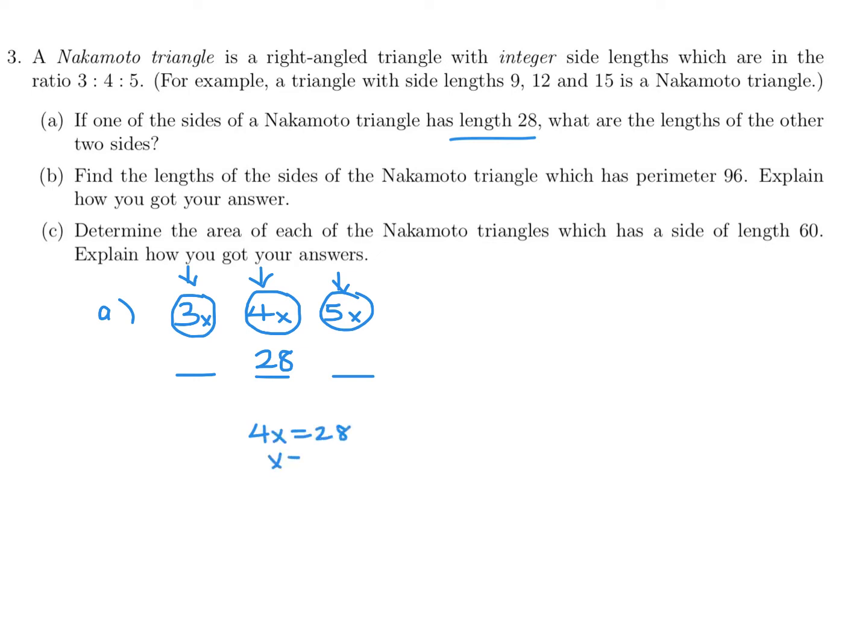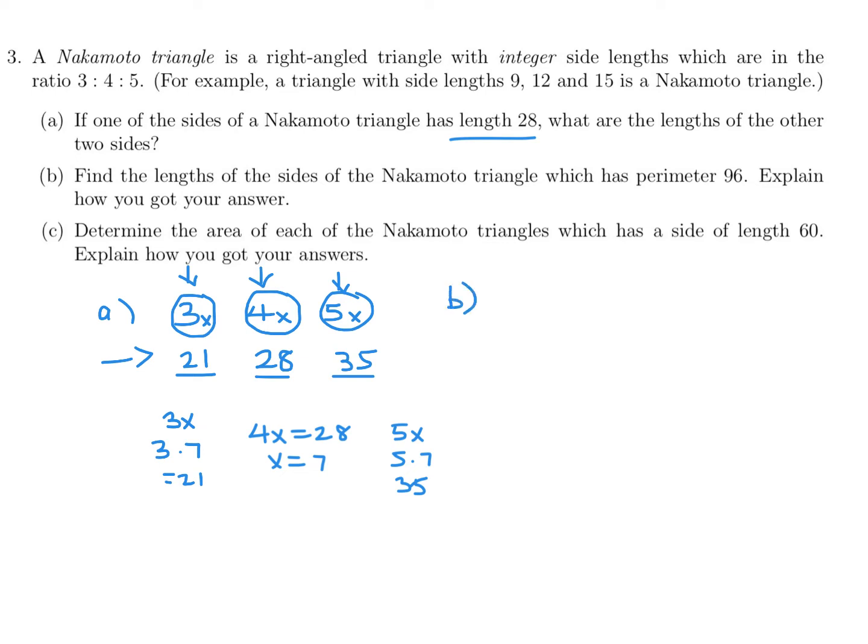That means x would be 7. So therefore 3x would be 3 times 7, which is 21. So 21 goes here, and then 5x is going to be 5 times 7, which is 35. So 35 goes there, and this is your triangle. Those are the integer side lengths.